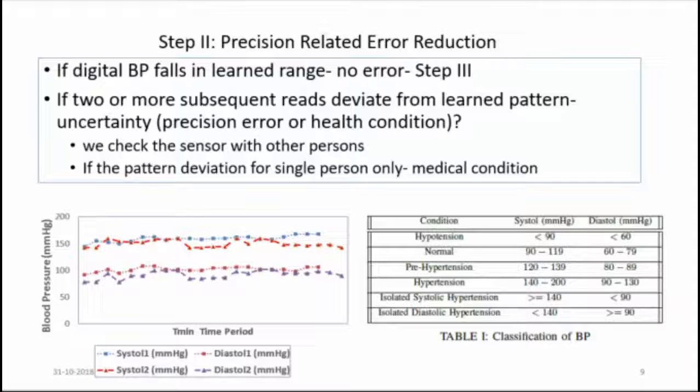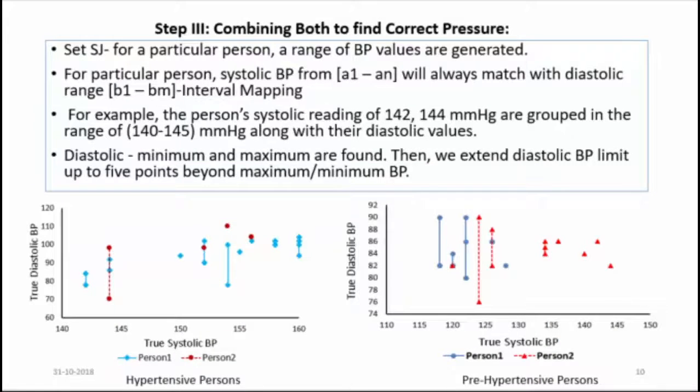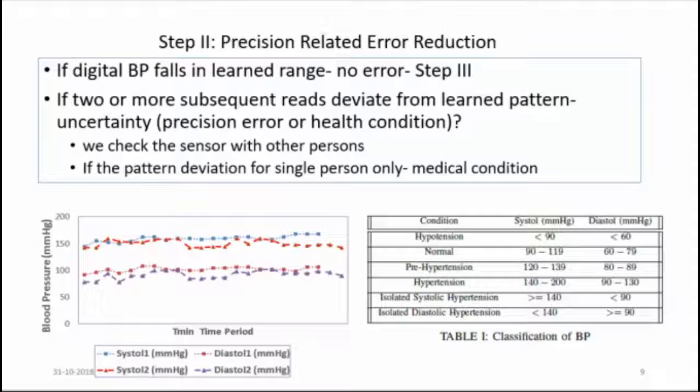If it falls, then there is no related error. But if it deviates, how can it deviate? If it deviates for 2 or more readings, then there is this kind of uncertainty. If it deviates for a single person, then obviously it's a medical issue. But if it deviates for more than 2 persons, then we have to replace the sensors.